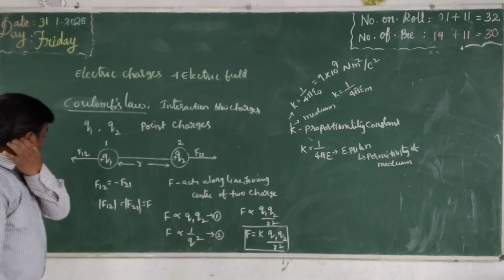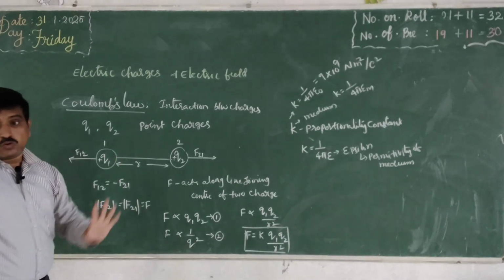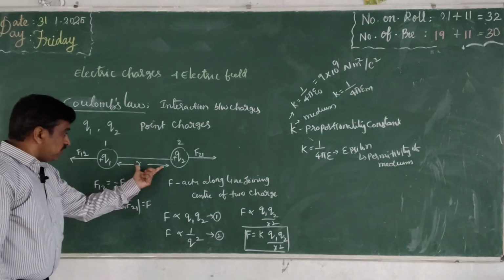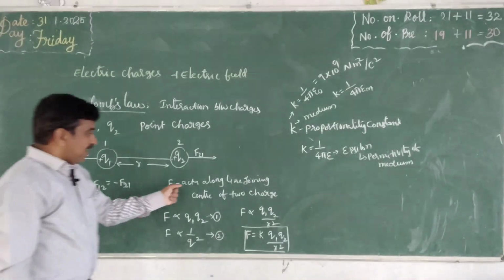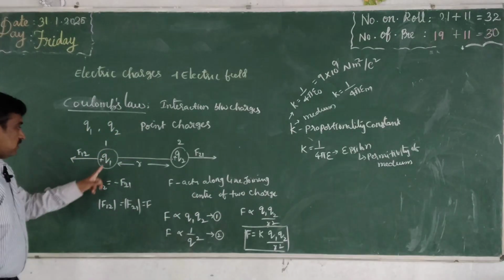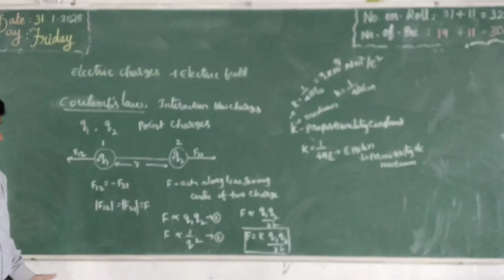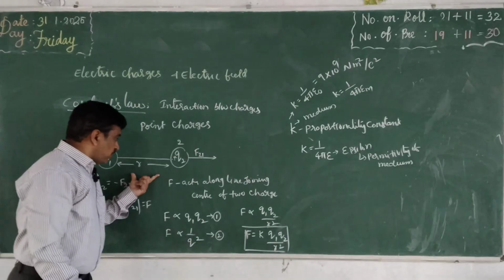The magnitude of F12 is equal to the magnitude of F21, and that is equal to F. The force between the charges always acts along the line joining the centers of the two charges. What is the force now?